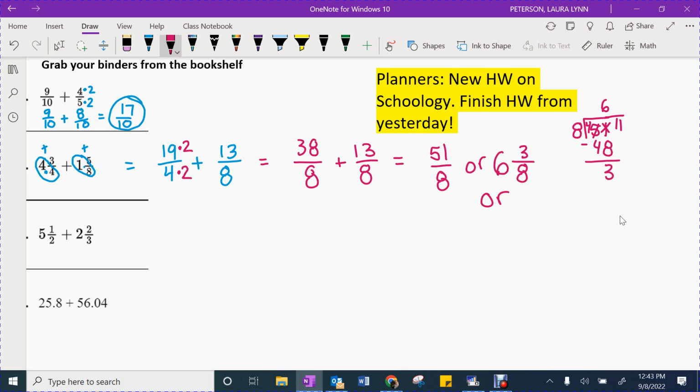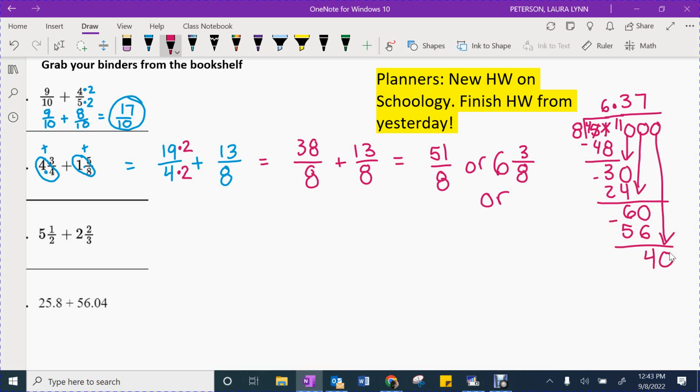Or we can actually continue this long division problem and add a decimal and a 0 inside my house and bring it down. 8 can go into 30 at most 3 times, which is 24. A little subtraction leaves me with 6. I can add another 0 and bring it down. 8 can go into 60 at most 7 times, which is 56. A little more subtraction leaves me with a 4. Add another 0, bring it down, and 8 can go into 40 5 times.